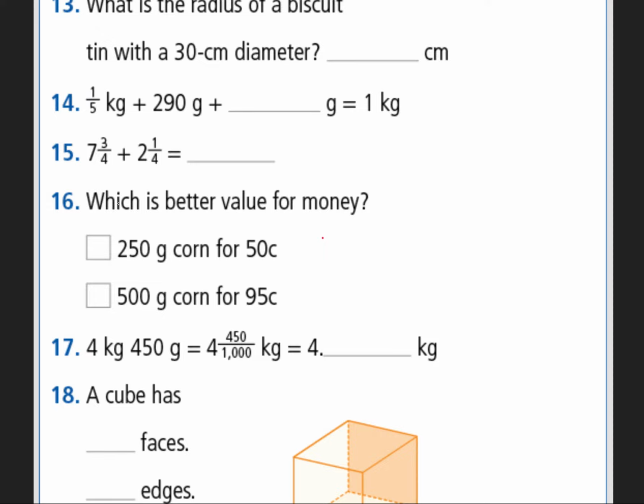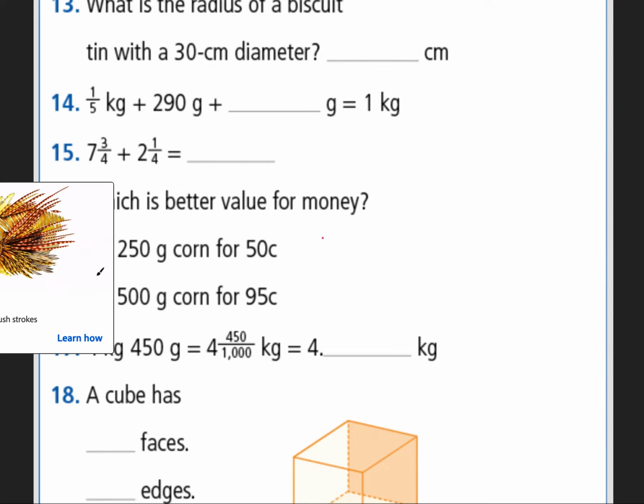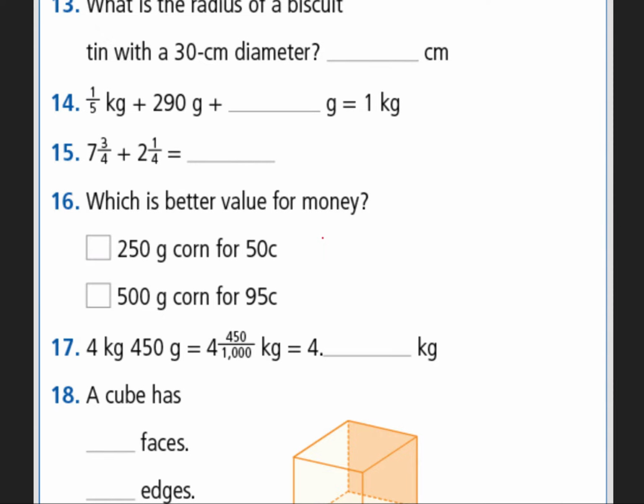So on number 16 here, which is the better value for money? We've got 250 grams for 50 cent and 500 grams for 95 cent. If you notice, this 500 grams is double 250 grams. So what I'm going to do is double this one here, and I'm going to make it 500 grams. And if you double that, you'd be doubling the price.